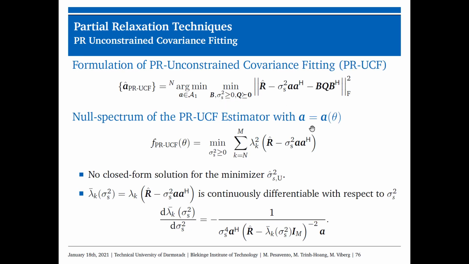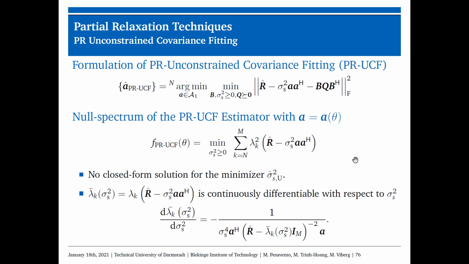The PR unconstrained covariance fitting estimator is similar to the constrained version, except for the fact that we neglect the PSD constraint. We can use a similar concentration step as before, and the computation of the null spectrum requires an inner optimization problem in each candidate direction. The solution of the source signal power sigma s squared can no longer be determined in closed form, but we can still use some numerical method to solve for the minimum.